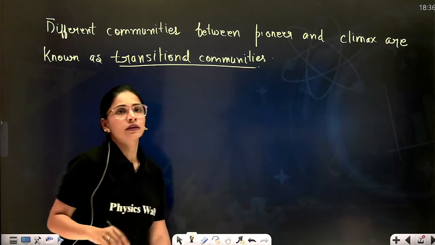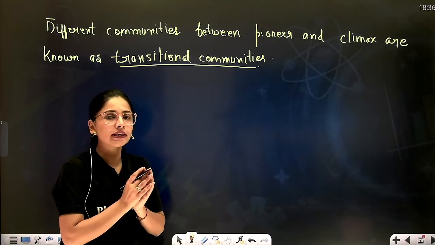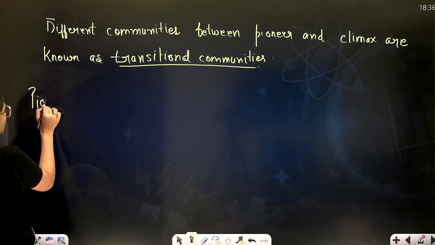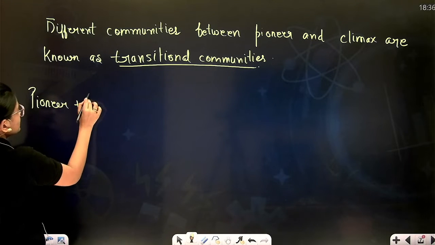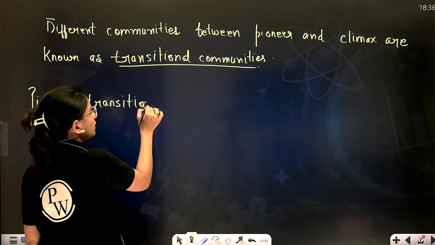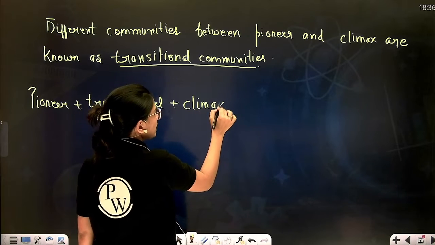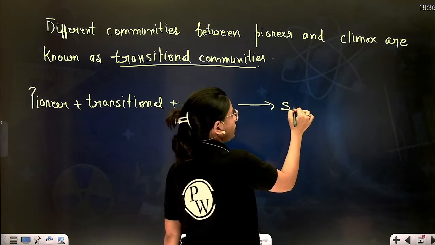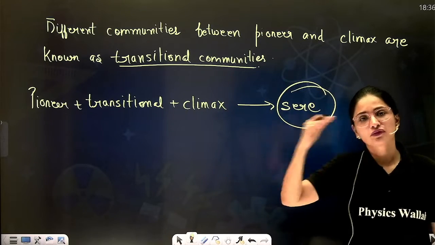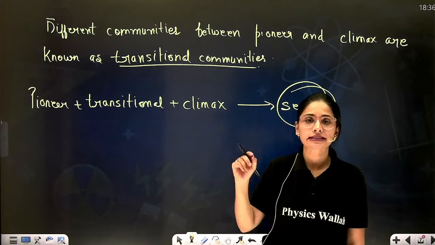Correct? Now, pioneer, transitional plus climax, together there is one term called series. So, pioneer plus transitional plus climax. So, different communities in the series of succession is called as series. So, term used for different communities in a succession, together they are known as series.